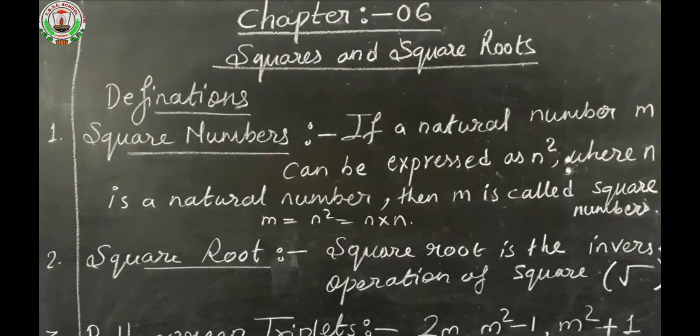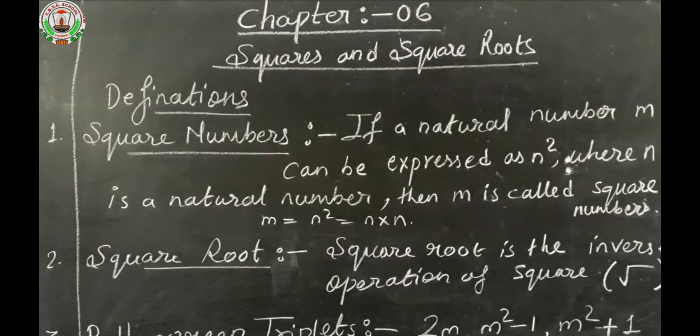Hello everyone, today we are going to start chapter number 6, that is squares and square roots. Chapter number 4 and 5, that is practical geometry and data handling, we will do when the school is open. So before starting the exercise of chapter number 6, squares and square roots, we are going to see some definitions. So here is the first definition, square numbers.